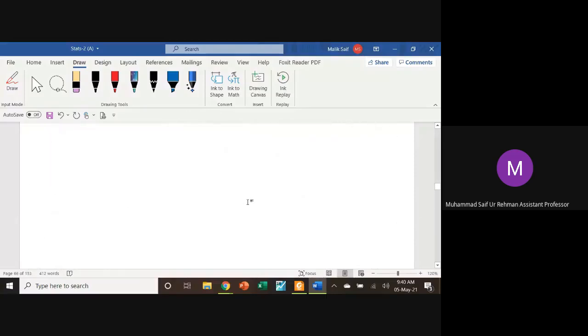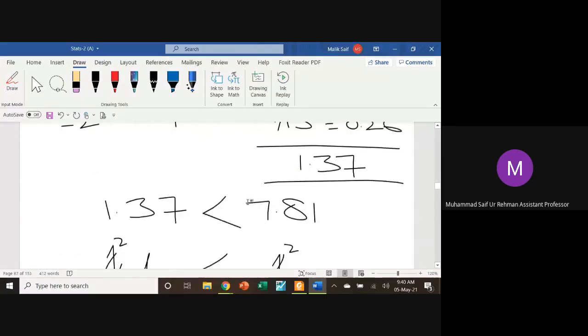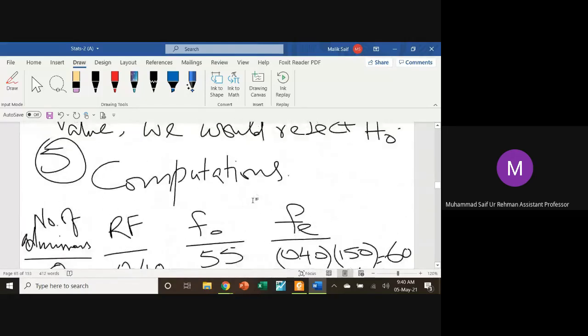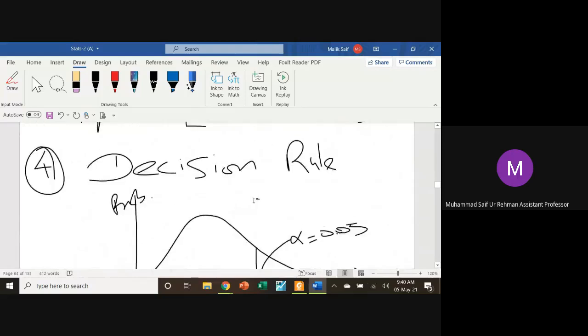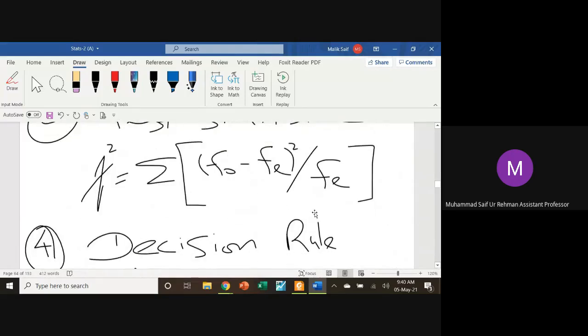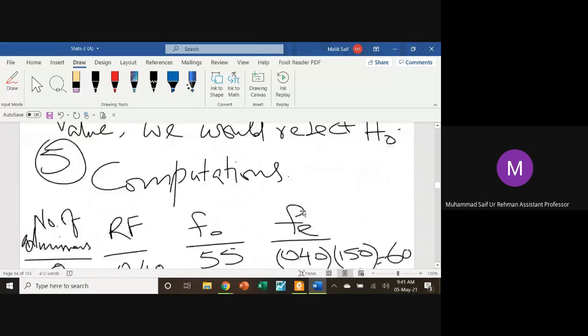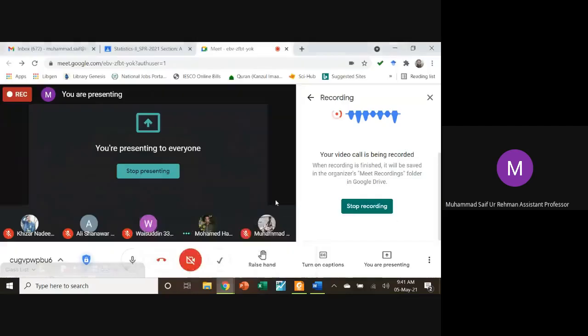Okay. So now you are able to solve other questions where there are unequal expected frequencies, using the same formula and finding out the expected frequencies using the same strategy. So this is all for today. If there is any question, you may ask.